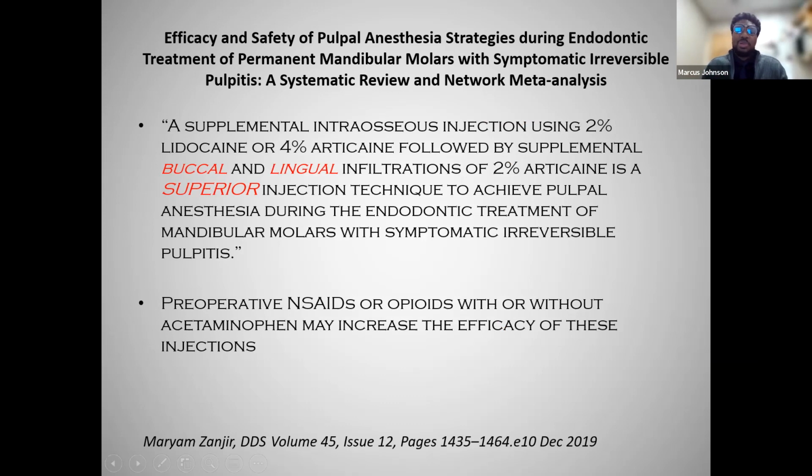So like I mentioned, sometimes a supplemental intraosseous injection is going to be the best, 4% articaine followed by supplemental buccal and lingual infiltrations. This was another study that looked at a systematic review as to what were the best techniques to achieve pulpal anesthesia in patients with symptomatic irreversible pulpitis. And like I alluded to, preoperative NSAIDs or sometimes opioids with or without acetaminophen may increase the efficacy of these injections. And like I mentioned, Ken Hargreaves really breaks down the exact science and how that works.